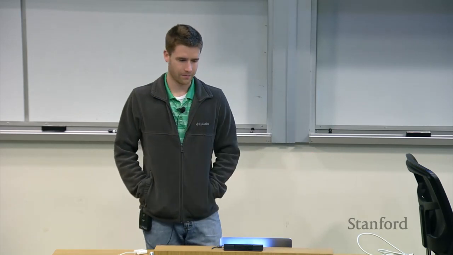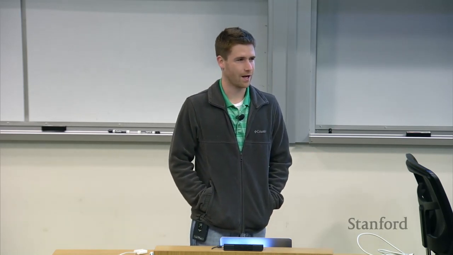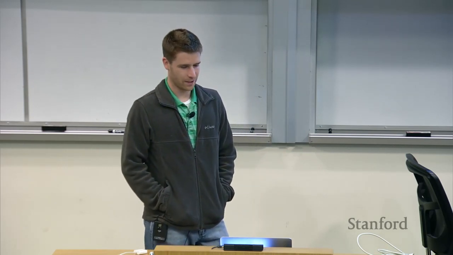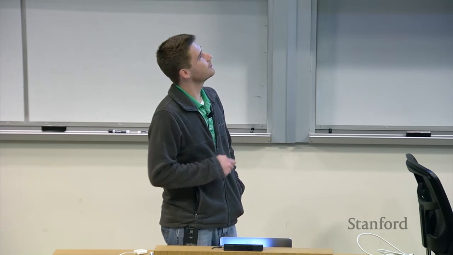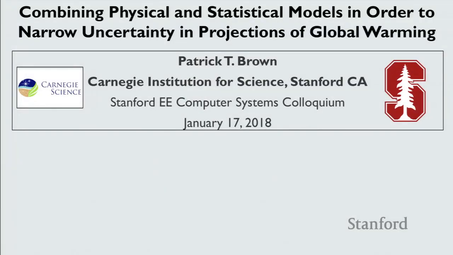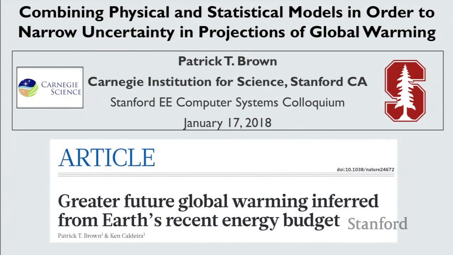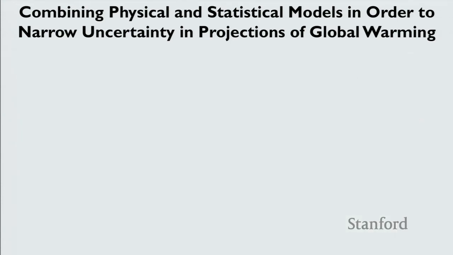In particular, in this case, I'm interested in how much global warming we're expecting to see over the rest of the century. So the title of my talk is Combining Physical and Statistical Models in Order to Narrow Uncertainty in Projections of Global Warming. And as was mentioned, this is mostly a summary of results that we recently published in Nature in an article called Greater Future Global Warming Inferred from Earth's Recent Energy Budget.